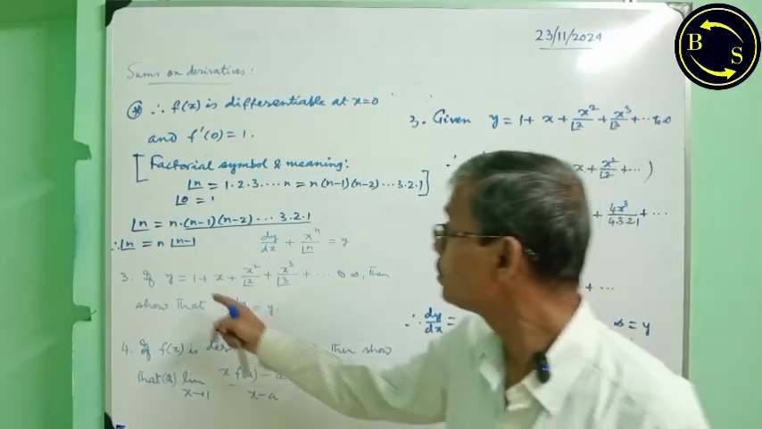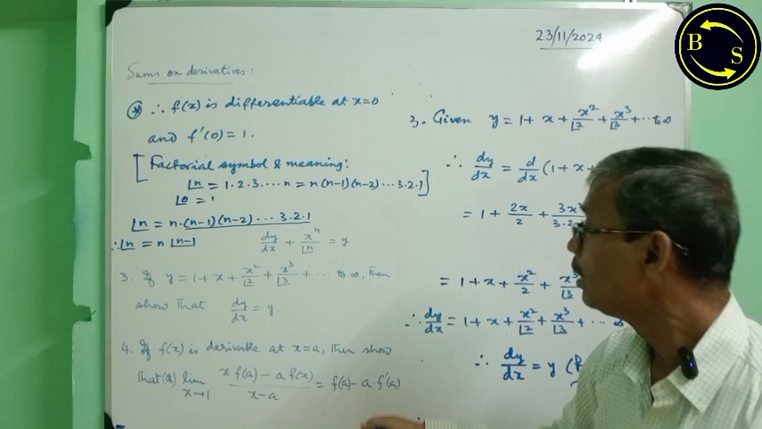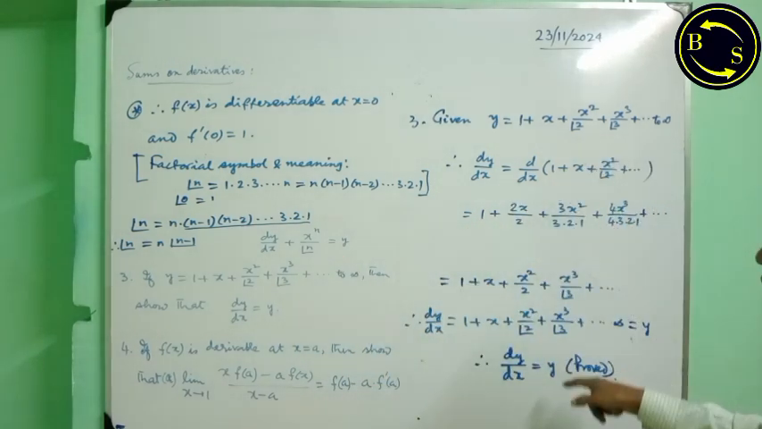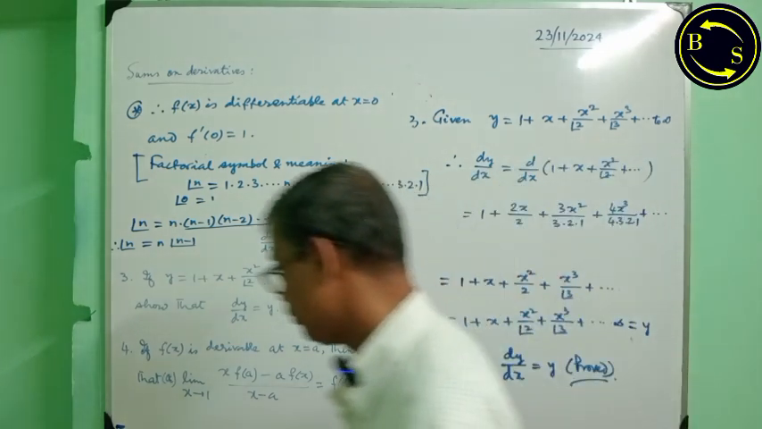This number 3 sum is similar to number 2, therefore I have worked out like this. Now sum number 4.